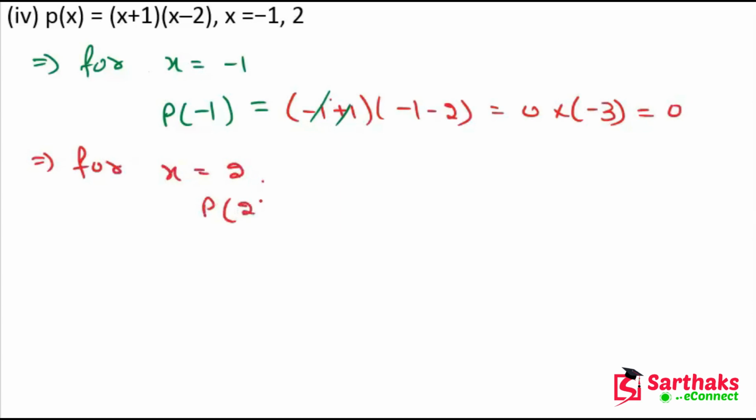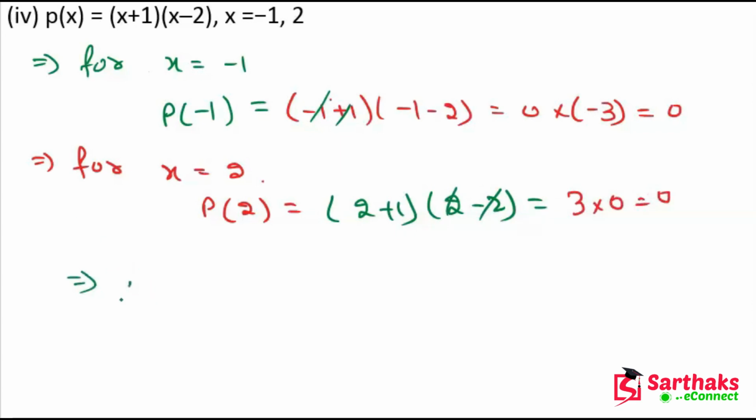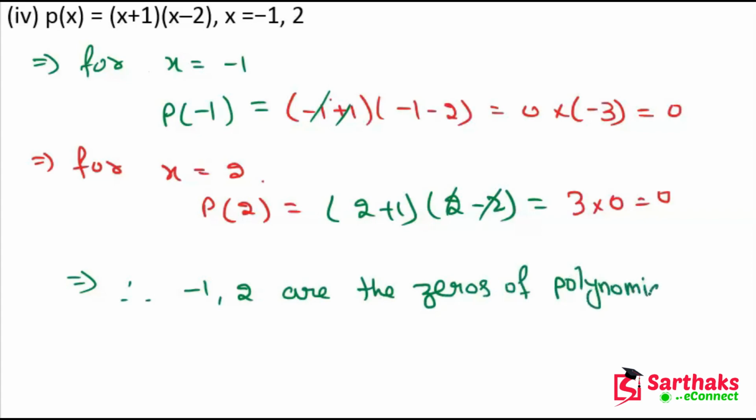Okay, now for x equals 2. So p of 2 equals (2 plus 1) into (2 minus 2). So this will be 0. So we get 3 into 0, which equals 0. So we can say that my dear friends, since minus 1 and 2 are the zeros of the polynomial p of x. Yes, p of x.